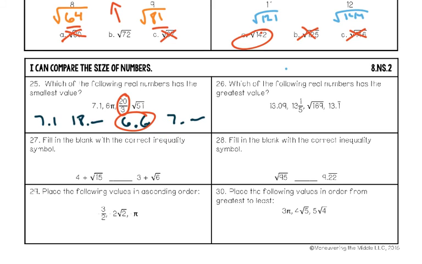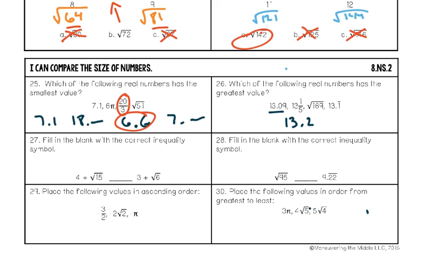So it's just estimations, but we know that that is the smallest value. So we'll do the same thing for number 26. It says which of the following real numbers has the greatest value? So I want to go through and estimate all these numbers as decimals. 13.09 can stay. 13 and 1/5 we need to convert to a decimal. So the 13 will be there as a whole number, and then 1/5 we need to convert to a decimal, so we have 0.2. So we can already tell that 13.2 is bigger than 13.09.